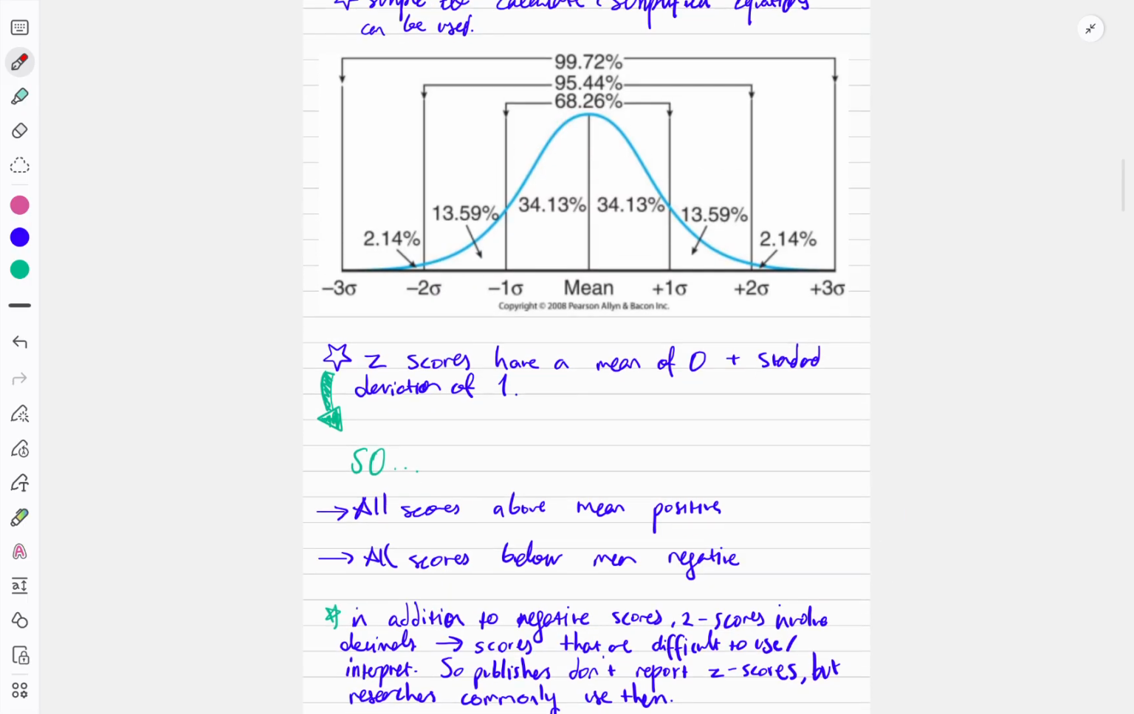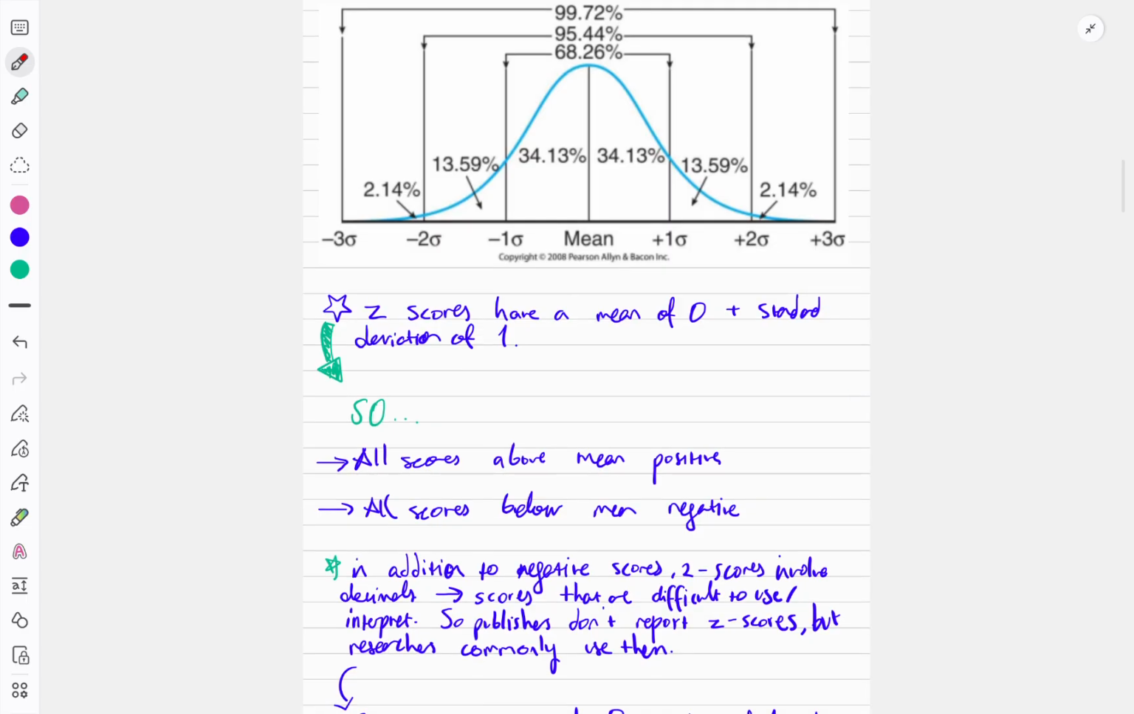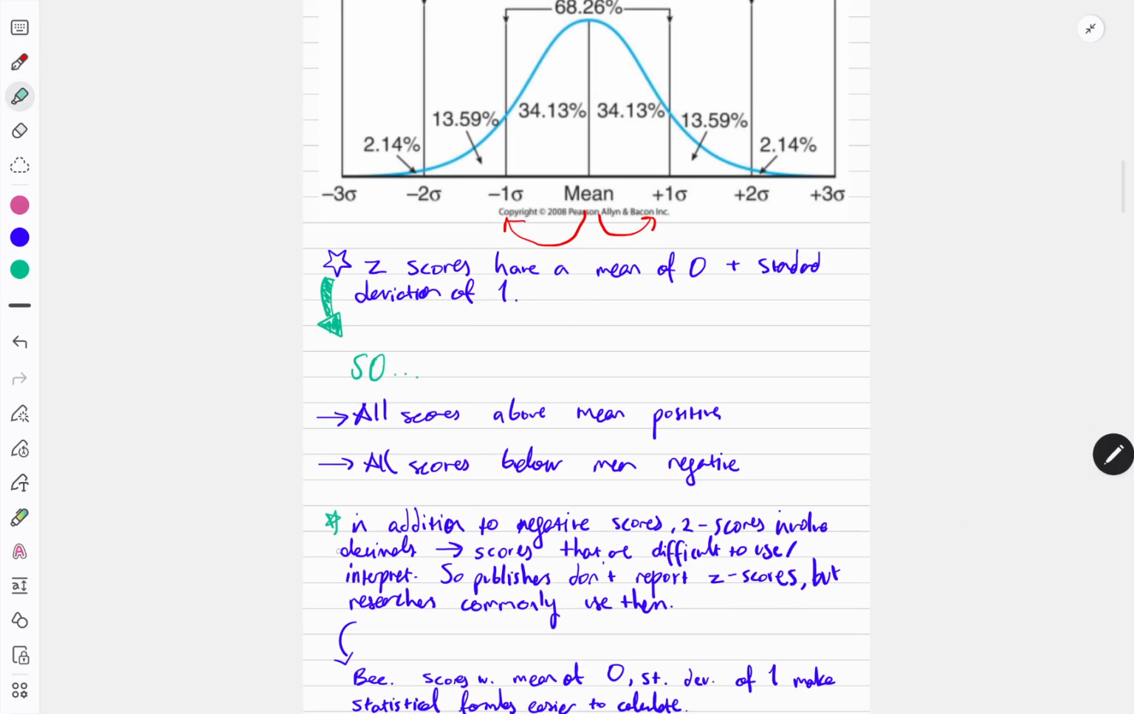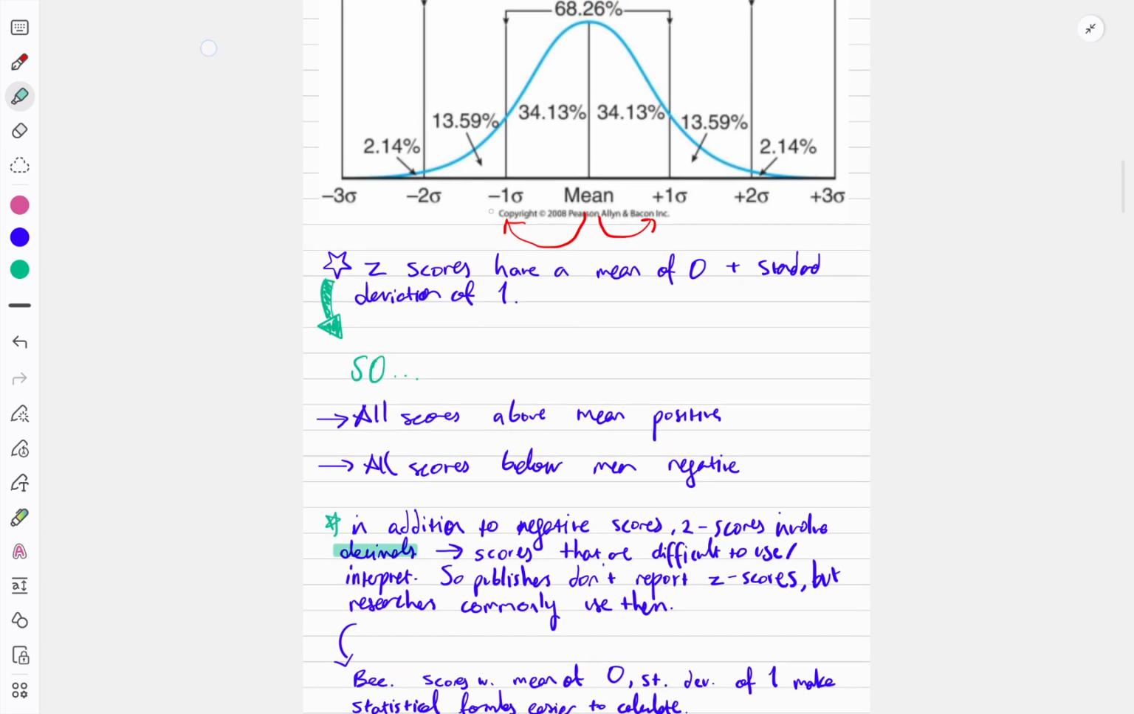So they have a mean of 0 and a standard deviation of 1. All scores above the mean are positive, as you can see, and all scores below the mean are negative. These scores also involve decimals, and this is one of the reasons why we don't prefer them, also because they include negatives. This is something that creates conflict.